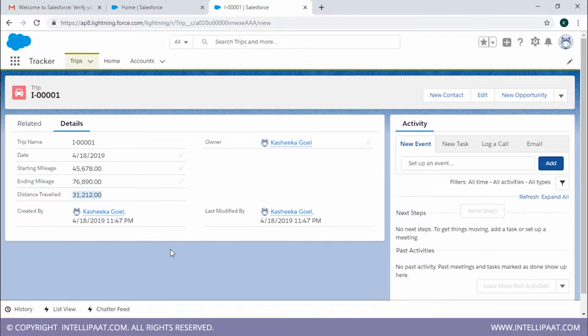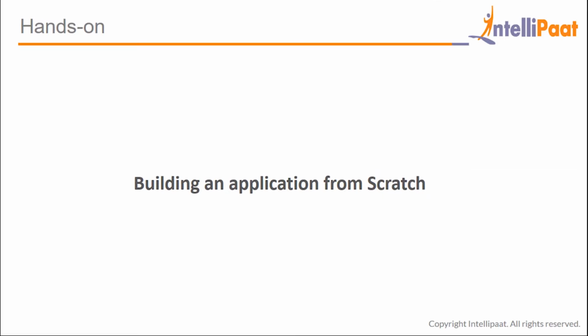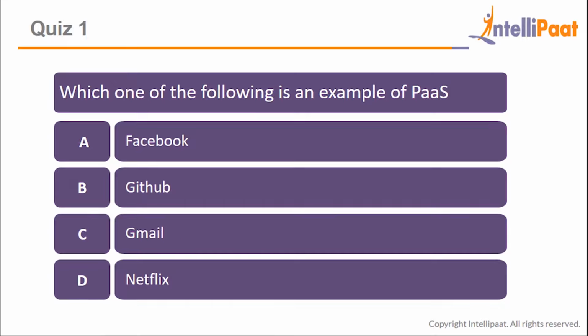Let's now get back to our slide. So I have a question here for you. Which one of the following is an example of PaaS or platform as a service? Is it Facebook? Is it GitHub? Is it Gmail? Or is it Netflix?